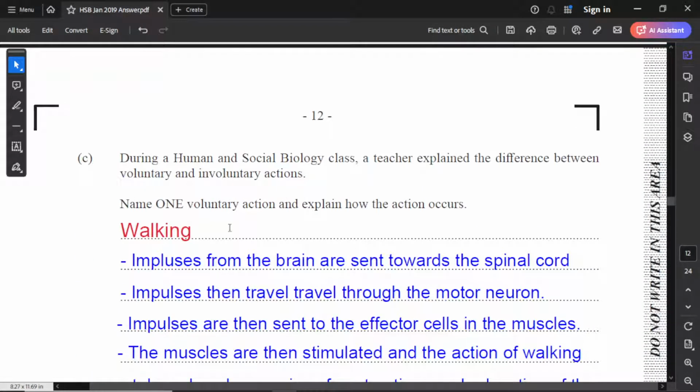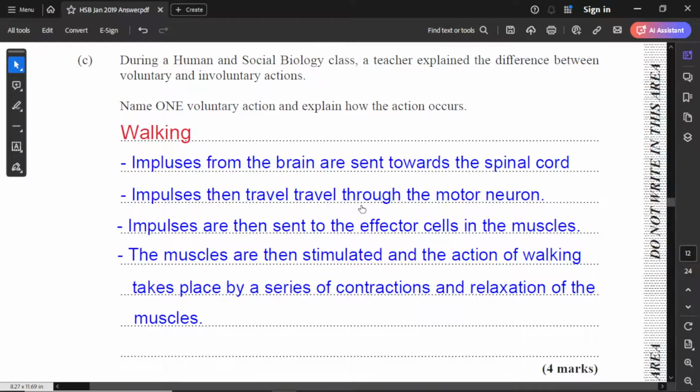Notice part C. During a human and social biology class, a teacher explained the difference between voluntary and involuntary actions. It said name one voluntary action and explain how the action occurs. And there are so many you can list. One of the easiest ones is walking. And the truth is, all of what I explained here can be applied to any voluntary action that you may list. And voluntary actions are those that you have to think about.